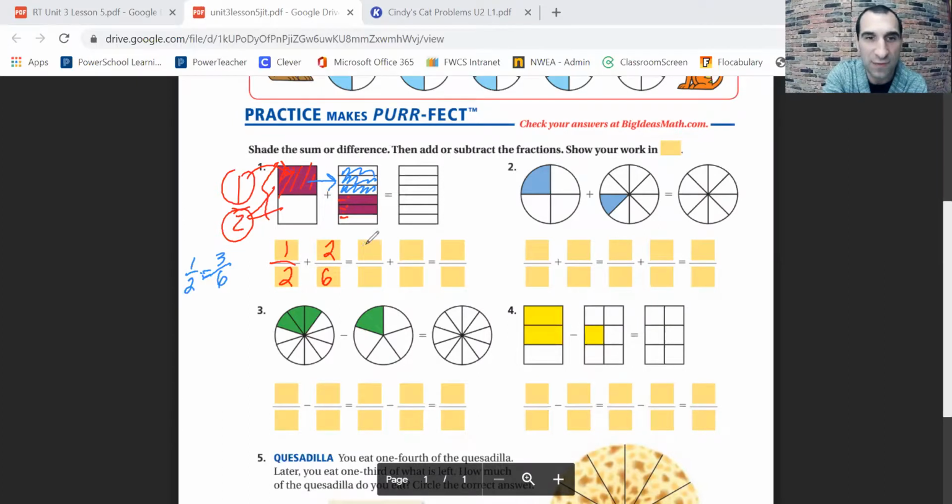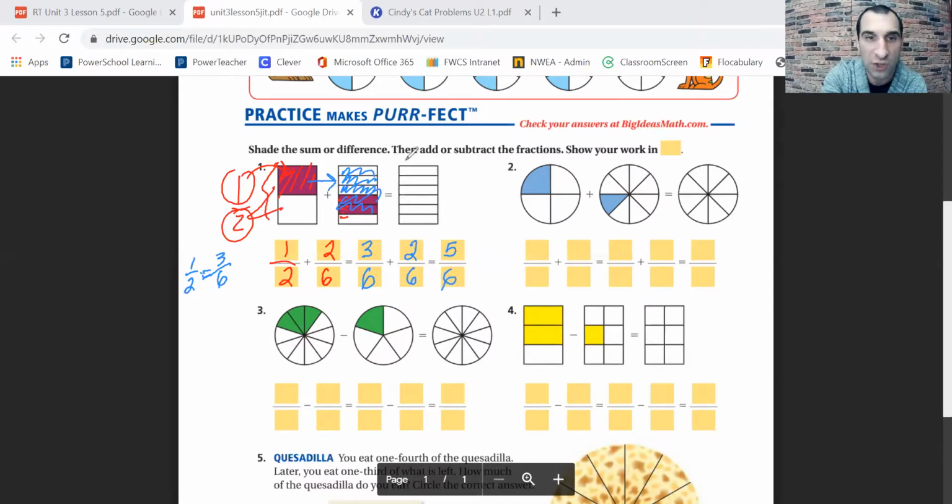So this is going to be 3/6. I'm rewriting my 1/2 as 3/6 because it's just another fraction name for 1/2. I'm adding 2/6. I'm going to keep that the same because it's already in sixths. So there's my 2/6. How many sixths are you going to have total? I know that 3 plus 2 is 5, and my denominator is going to stay the same. That's going to stay a 6.